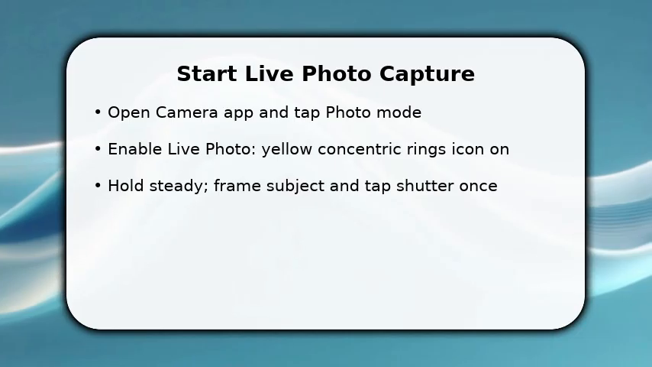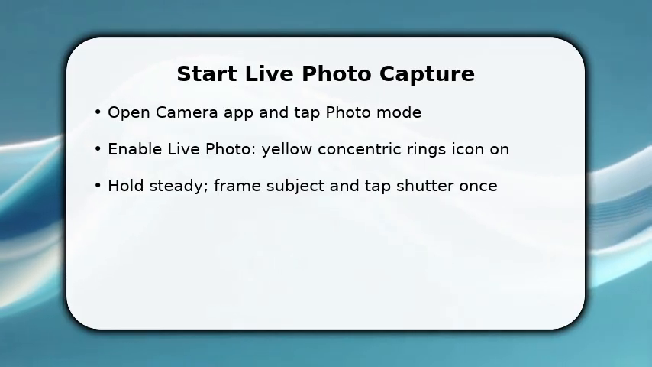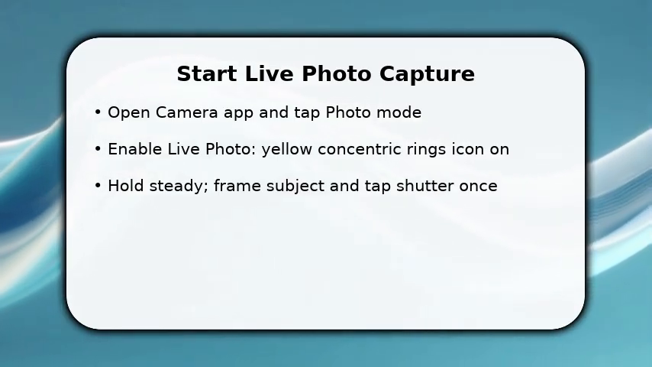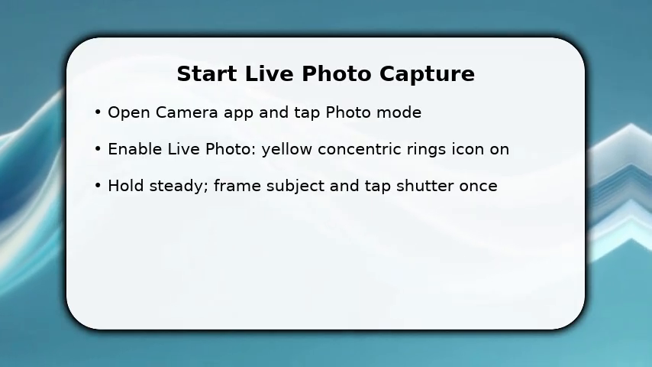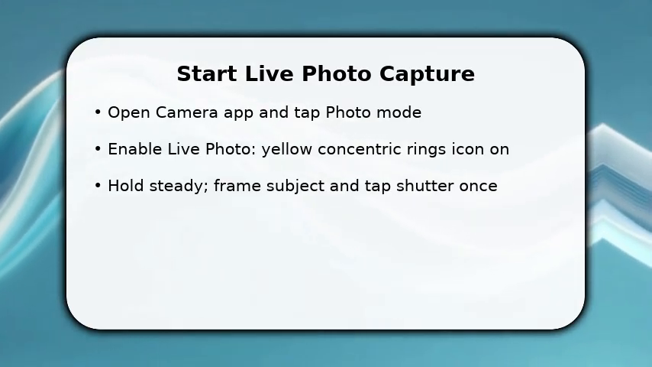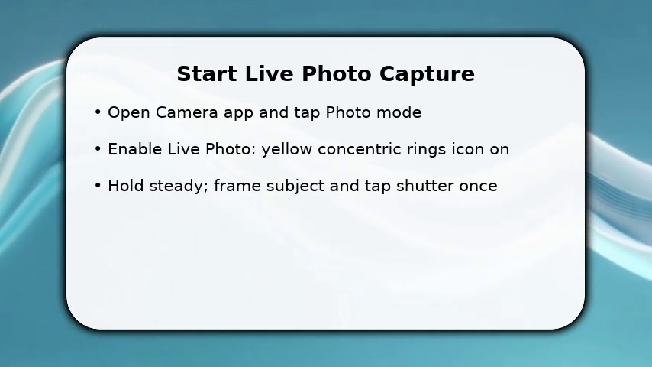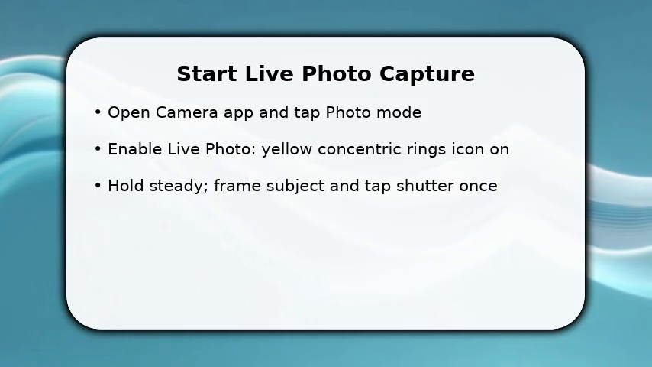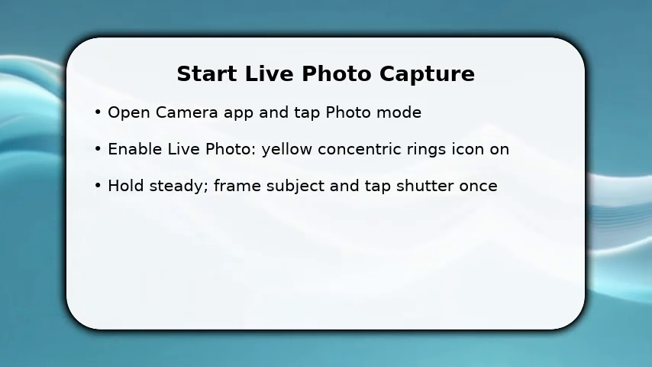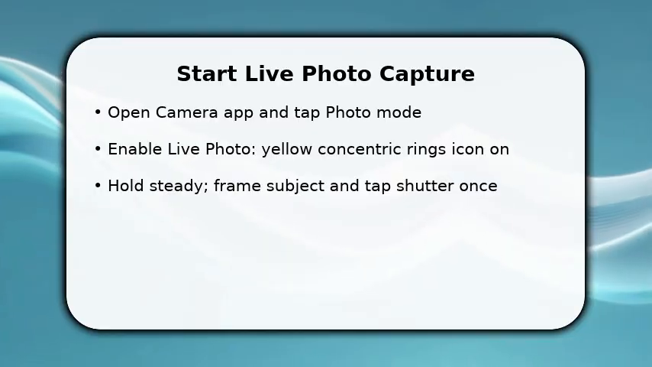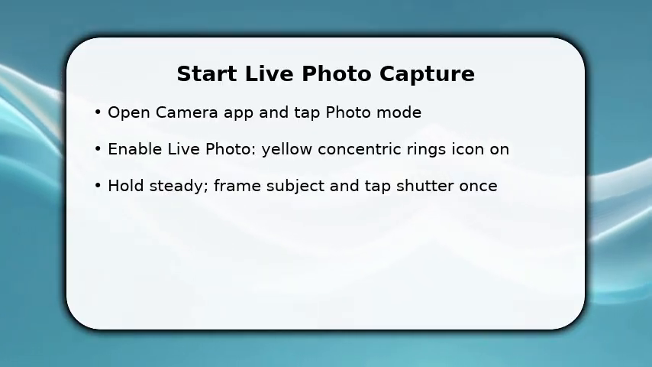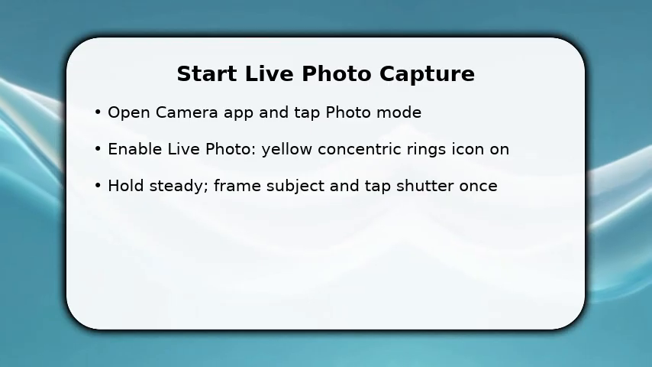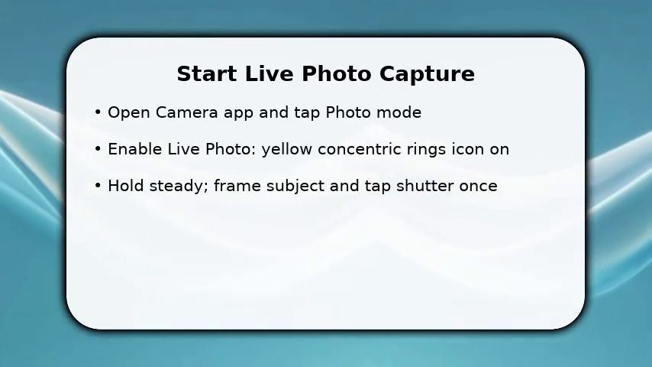You begin by opening the camera app and selecting photo mode. Make sure the live photo icon is yellow. That indicates live is on. Tap it if not. You want to hold the phone steady and frame your subject so motion and context fit inside the frame. Once done, press the shutter once and avoid moving the device abruptly. Live captures 5 seconds before and after to create motion and sound, so steady timing ensures a useful short clip.